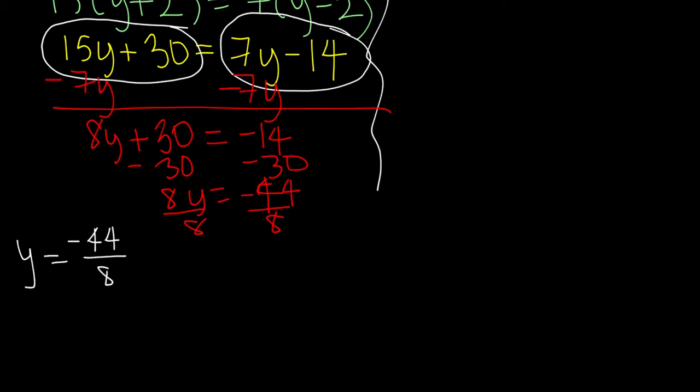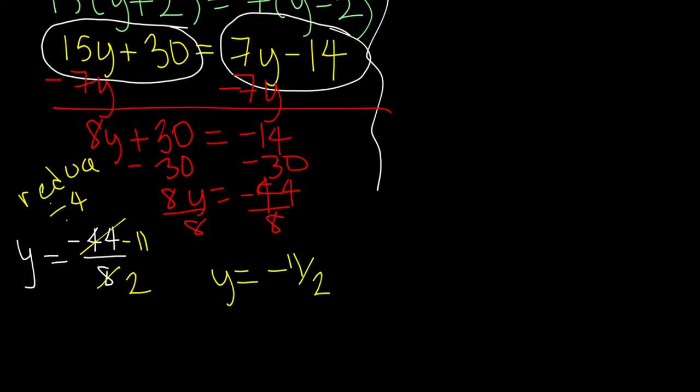One number that divides into the top and the bottom here is 4. 4 divides into the top 11 times and into the bottom 2 times. So we just divided that fraction by 4 to reduce it. And we get that y is equal to negative 11 over 2 or negative 5.5. Just depends if you prefer it as a fraction or a decimal. Either one is okay in this problem.